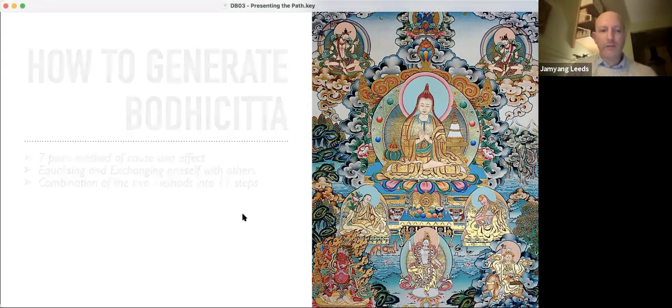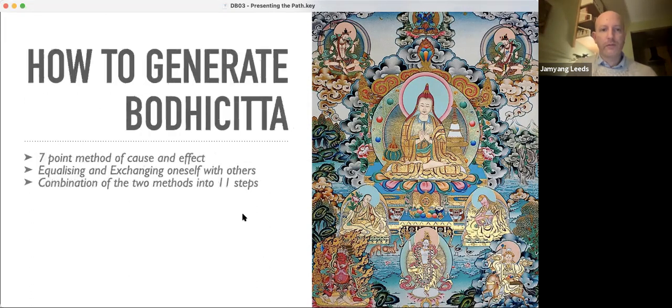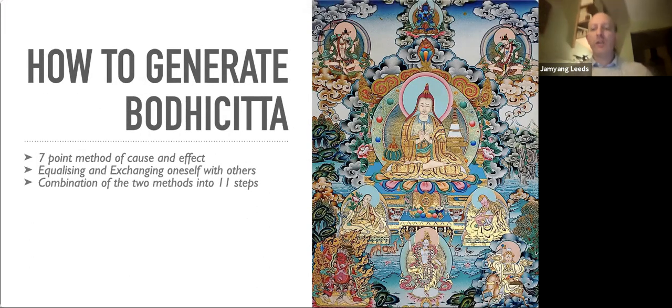So let's explain a little bit about this. We're not going to go into a lot of detail about generating bodhicitta, because that's a whole module of DB. This point is just to get an outline of the path.